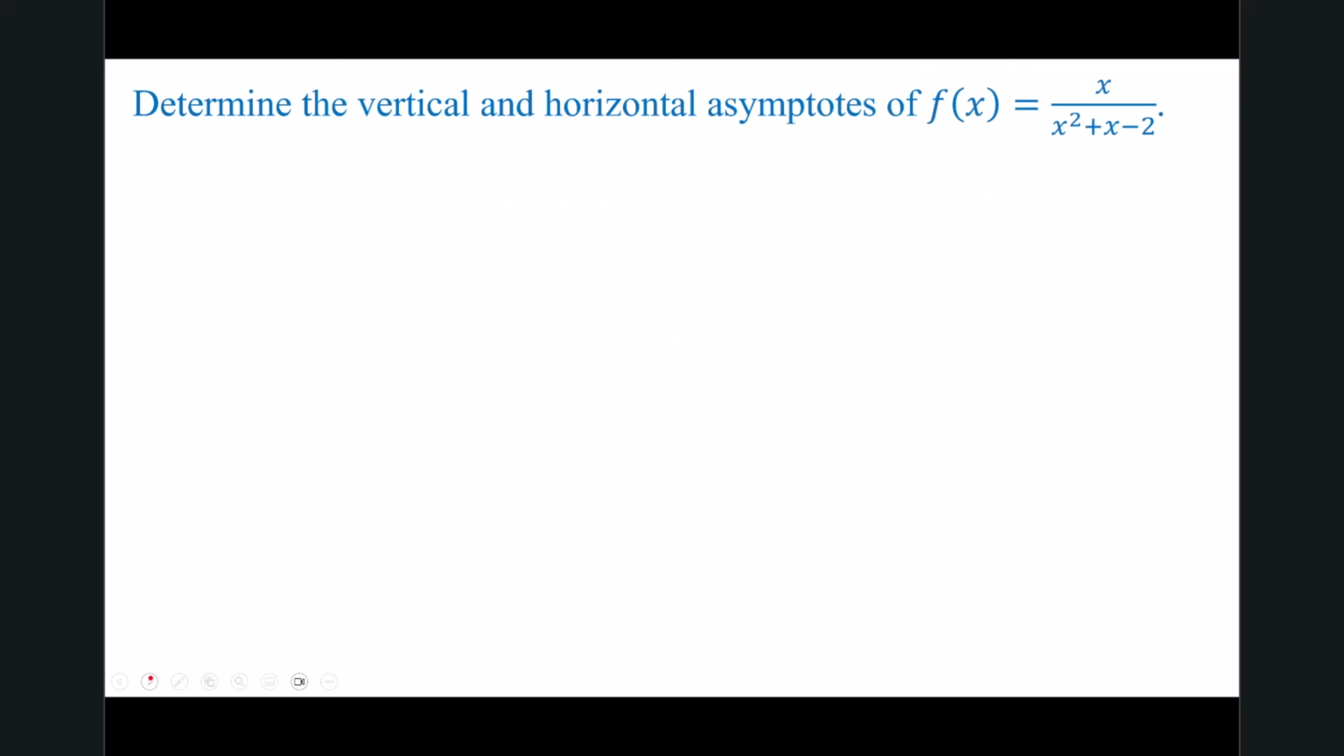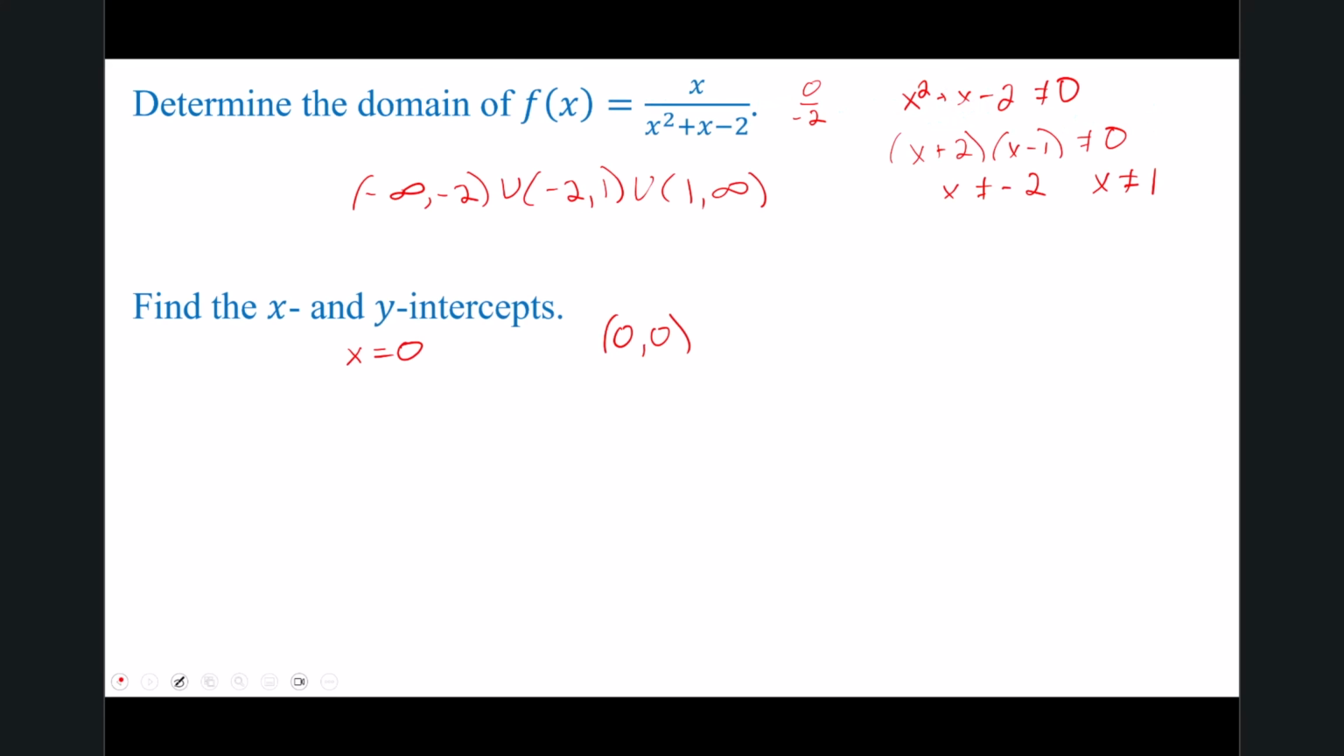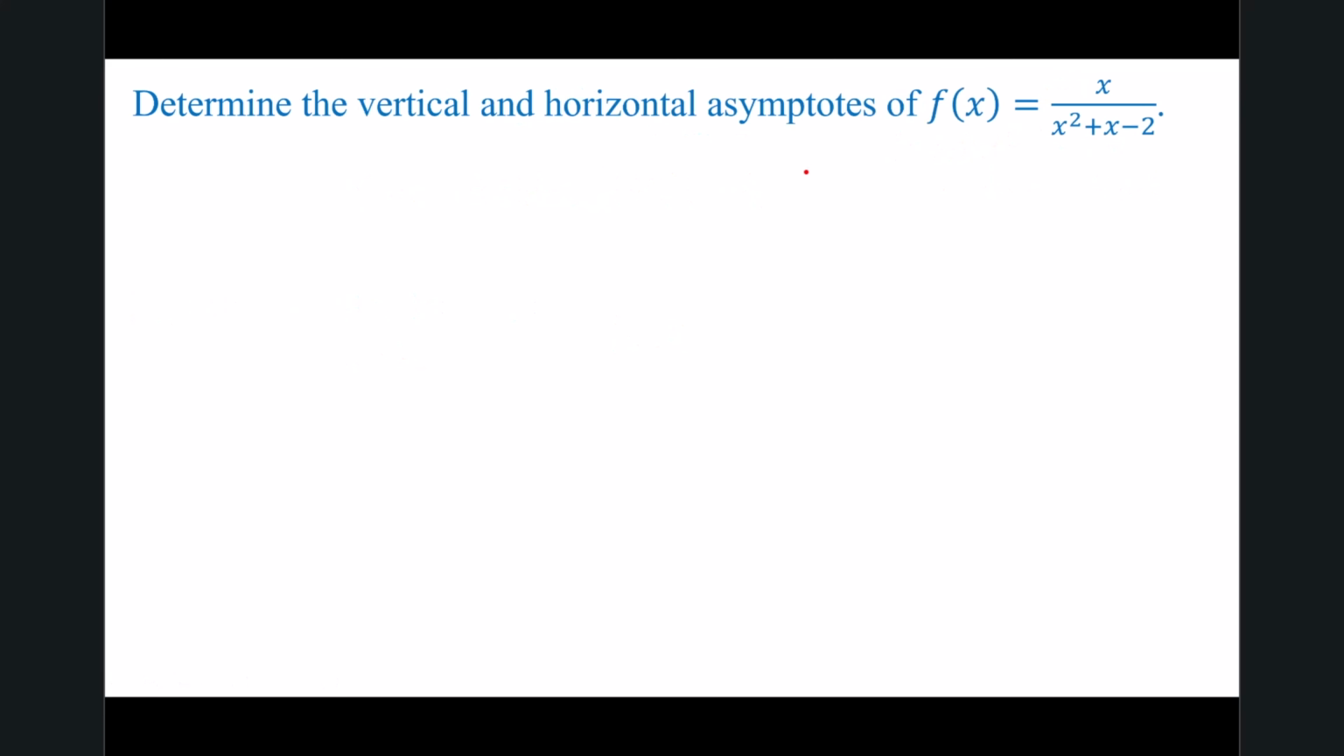Then let's find the asymptotes. The vertical asymptotes will be where the denominator is 0. And we already found the vertical asymptotes because we already found the domain. So x cannot be -2 and x cannot be 1 is our domain. So our denominator is 0 when x is -2 and when x is 1. Those are our two vertical asymptotes.